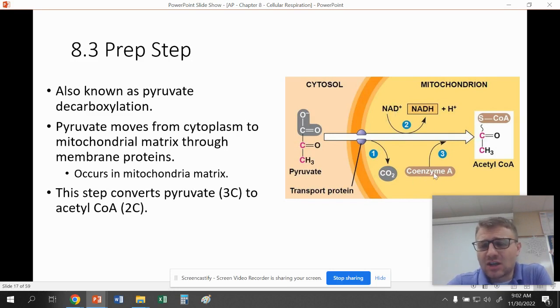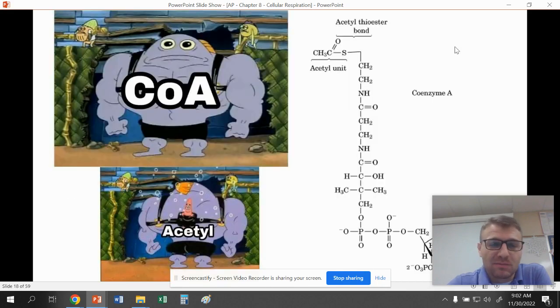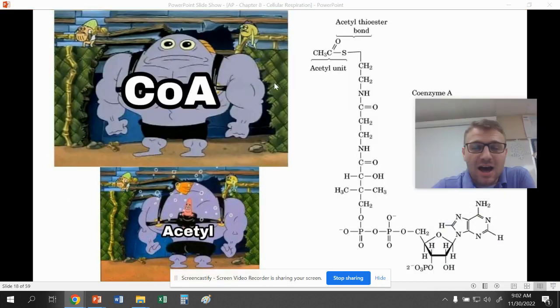And what's going to happen is this coenzyme A is going to come in here. It's going to bind with the acetyl group. Now, coenzyme A is a really big molecule, and I love this meme. I don't know who made this meme. I wish I could say I made it, but I didn't. This acetyl-CoA is a huge molecule here. And what happens is the acetyl part's very small, but this coenzyme A is pretty big.